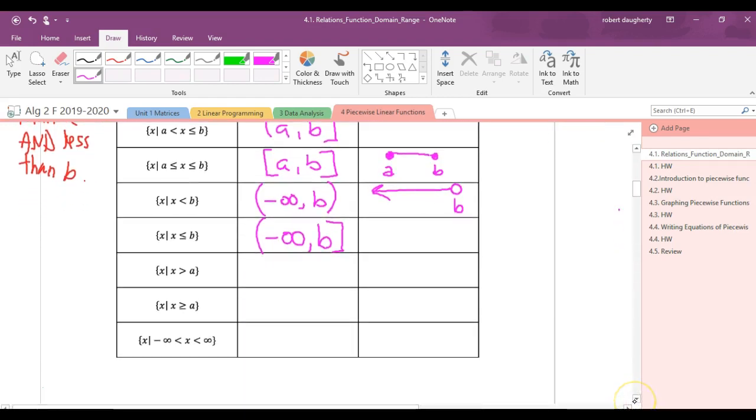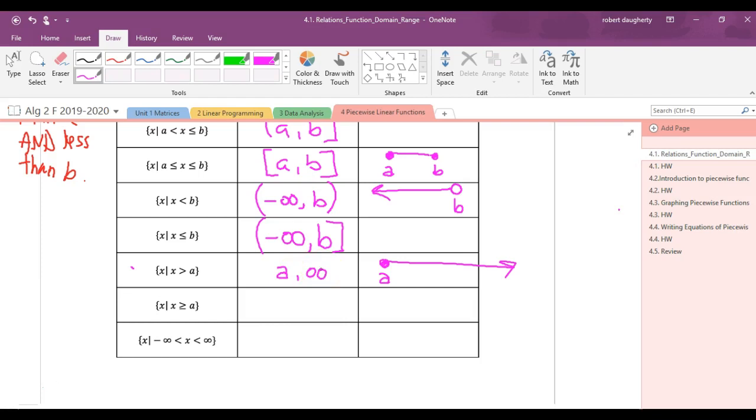And what does the next one mean, in English? All the numbers that are greater than or equal to a, okay? So if I had some point a, it would be all the numbers that are bigger than a. What is that interval? It's a to positive infinity, okay? From a to infinity? Question?